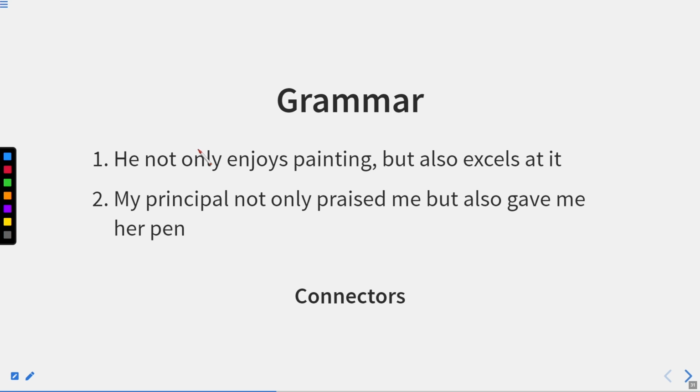For example, he not only enjoys painting but also excels at it. Now here you can see enjoys is the verb. This is the first thing that he does, that is enjoys, but also excels. So this is the second activity. So but also is before the second, and before enjoys we have not only. I cannot say that not only he enjoys painting but also excels at it. That will be incorrect. So this sentence is absolutely correct, but if I wrote the sentence like that, it would have been incorrect.